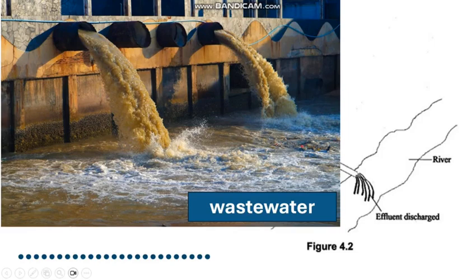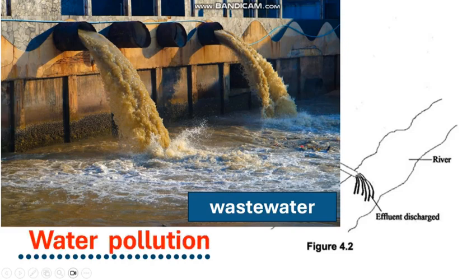So industrial effluent just refers to the wastewater generated from various industrial processes. So this wastewater can contain harmful chemicals and pollutants that can damage the environment and human what? Human health. So the type of pollution that is shown by this figure 4.2 is water pollution. So that is our answer.